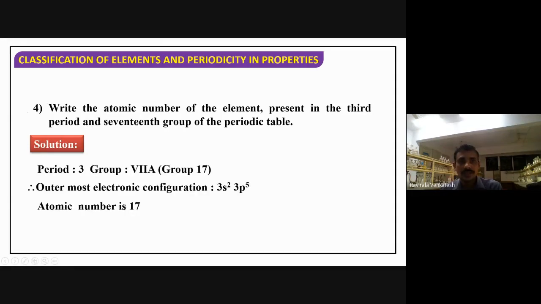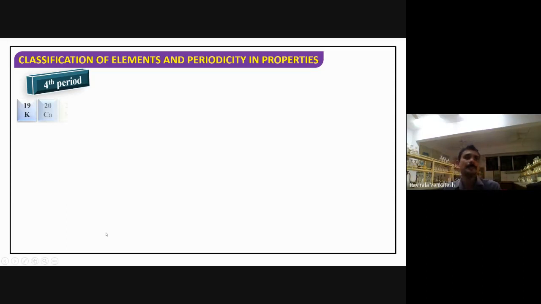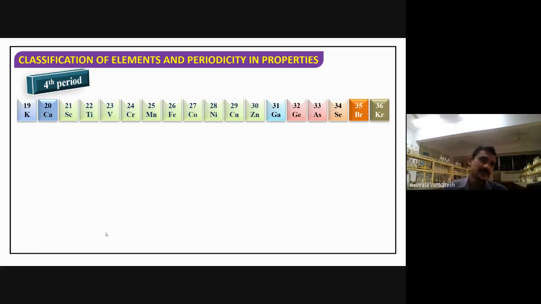Write the atomic number of the element present in the third period and 17th group of the periodic table. What did we get? 17, right? We already completed that. Now let me move to the fourth period. Now, what does the fourth period contain actually?